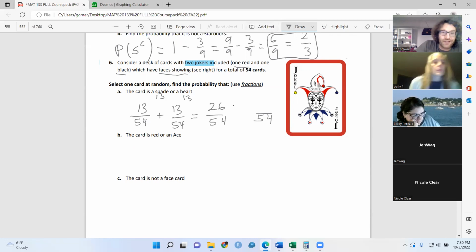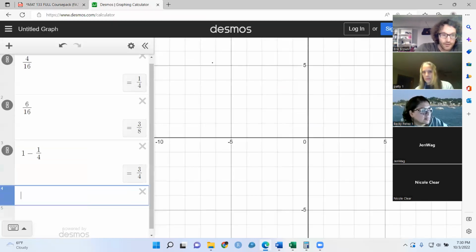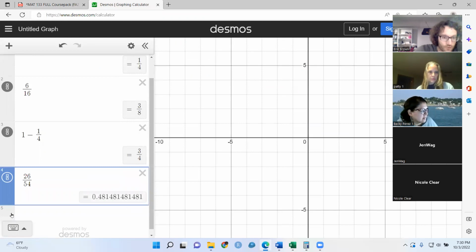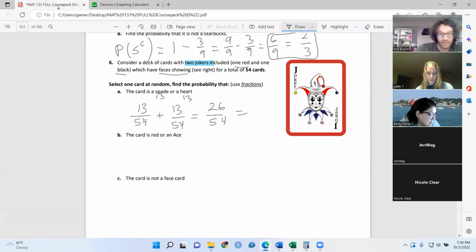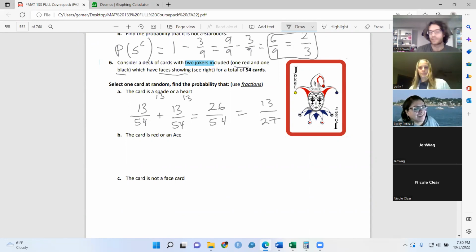Do you want to simplify that? Sure. Let's go to Desmos. We'll let Desmos do it. 26 divided by 54 is 13/27. If that gets you excited, go for it. That does nothing for me, so I'm good. I'm happy you figured out 26 out of 54. That's the important part.